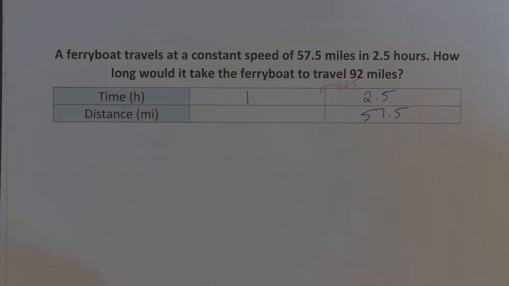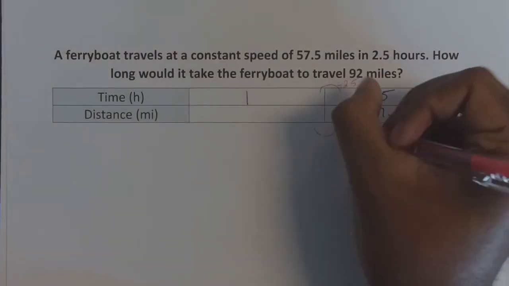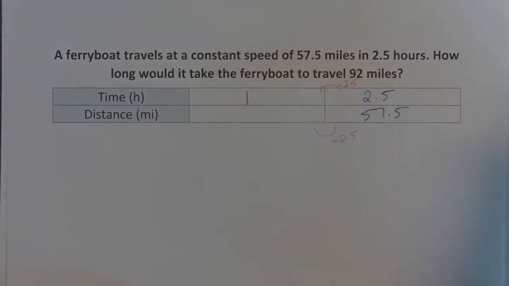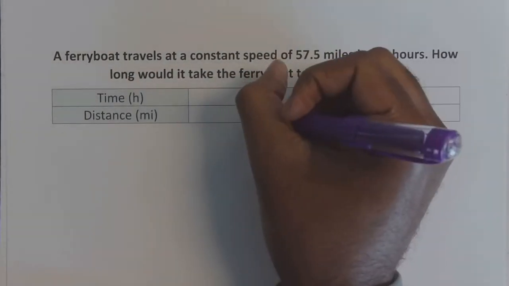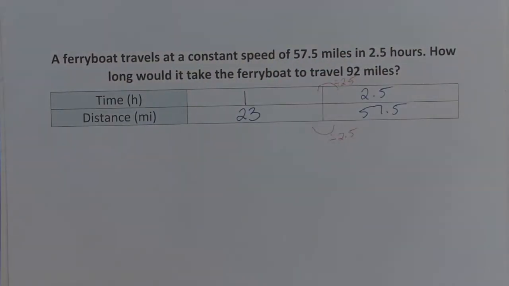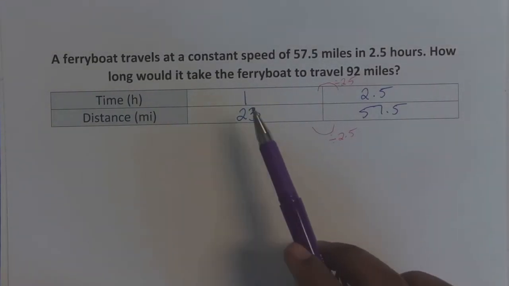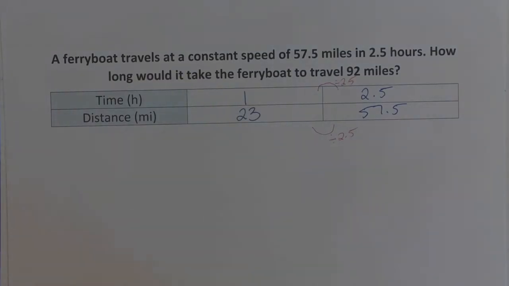And whatever I do to my top term, I'm going to do to my bottom term. So I'm going to divide that by 2.5 as well. So 57.5 divided by 2.5 is going to give me 23. So this lets me know that the ferry boat travels 23 miles in 1 hour. That's the unit rate for the speed of the boat. How can we use the unit rate to determine how far the boat will travel if we know the time? That's it. We will multiply the unit rate times the amount of time, and that tells us the distance.